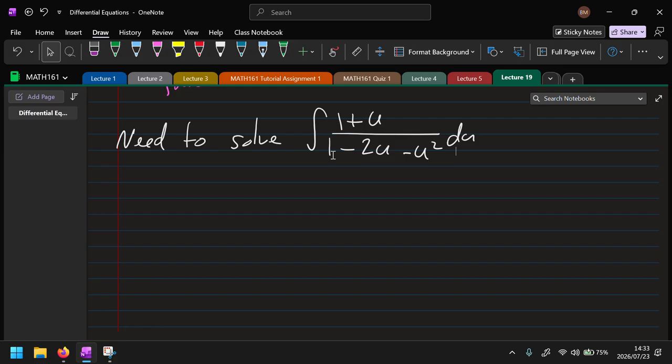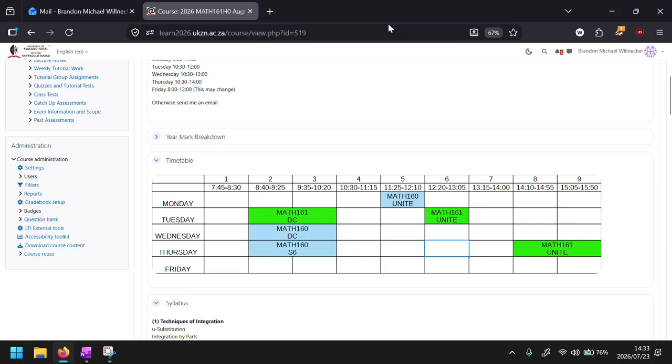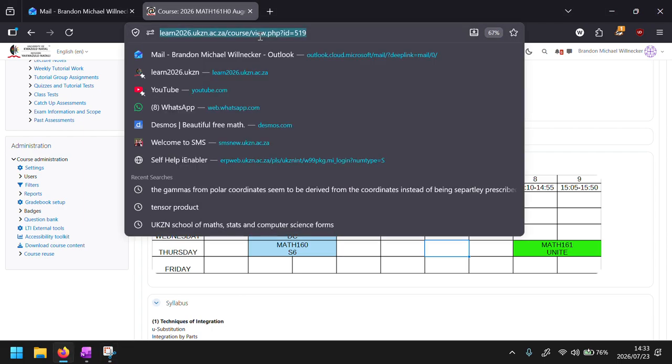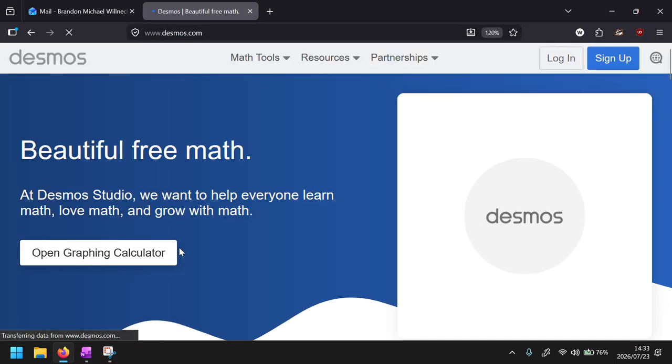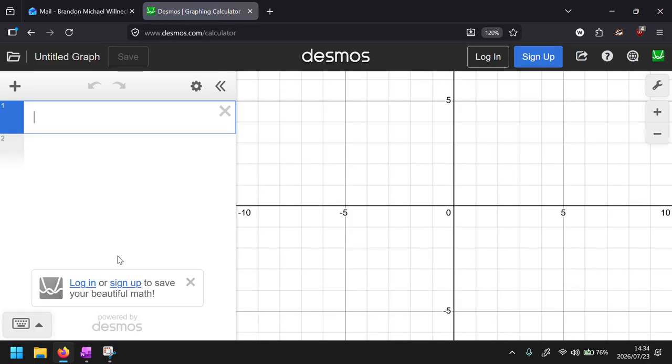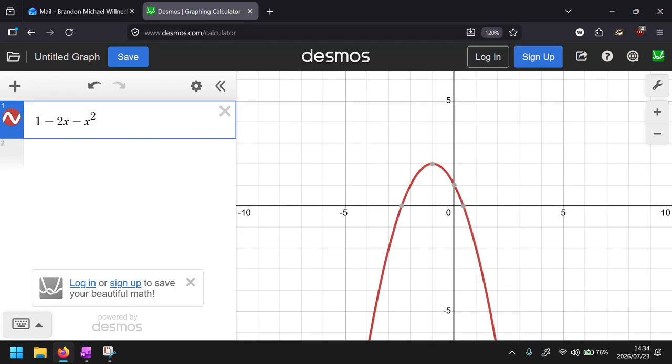So 1 minus 2u minus u squared. Okay, so while you check that, we can see here. Right, when in doubt, plot it, see what you get. So we have 1 minus 2x minus x squared. We got something like that.